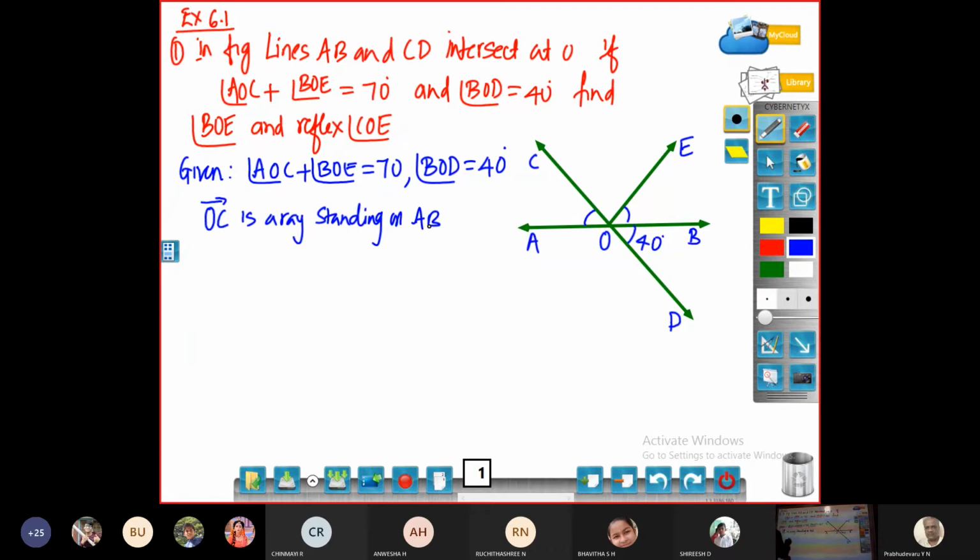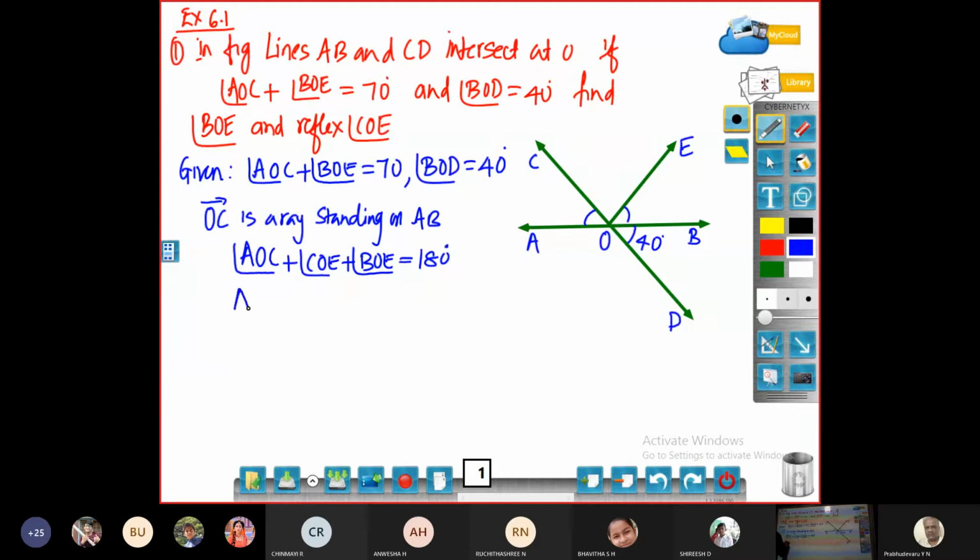We have AOC plus COE plus BOE. Together, these three angles should make 180 degrees. And in place of AOC and BOE, you can write together 70 degrees.